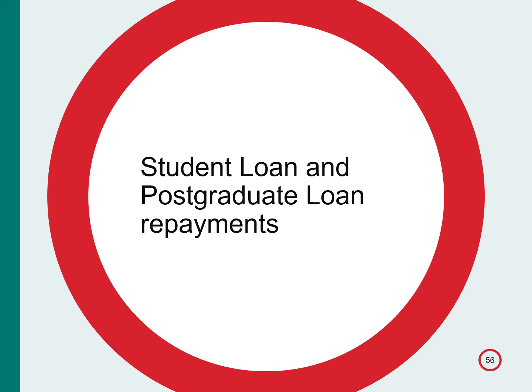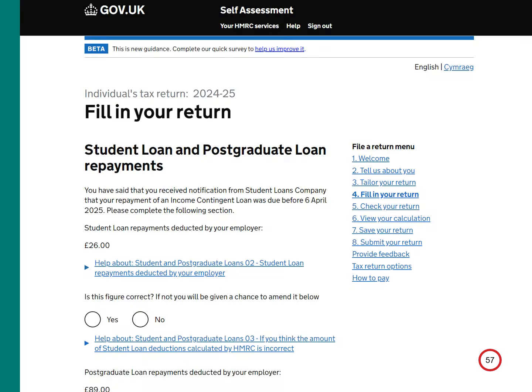I just mentioned student loan and postgraduate loan repayments. You will only be asked about these if you've been employed during the year and repayments were due. Later in your return, if you're due to make repayments of a student loan or postgraduate loan in the tax year, we ask you to tell us the amount that your employer deducted from your wages. Figures may be showing on this page, but you still need to check they are correct.